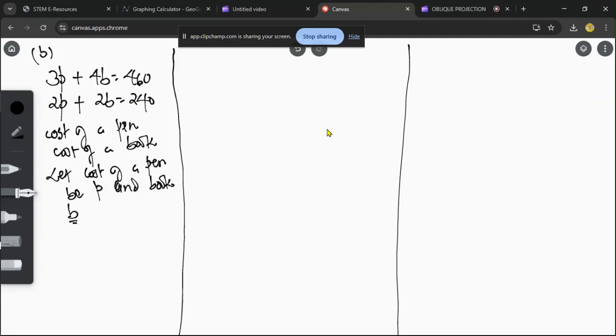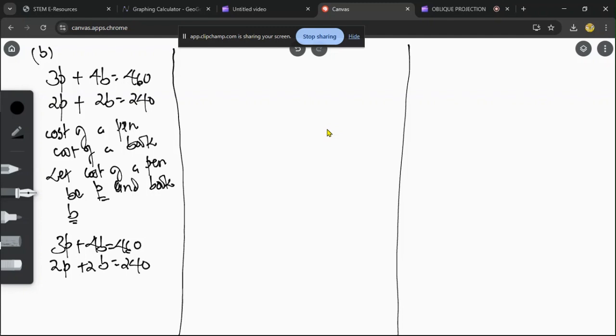So 3 pens and 4 books. 1 pen is costing shillings P, 1 book is costing shillings B. So the cost of 3 pens plus 4 books is that amount. If I want to solve this, because there is no specific method, they have not told you, use the simplest method, which I'll pick as elimination method. So 3P plus 4B is equal to 460. Then 2P plus 2B is equal to 240.